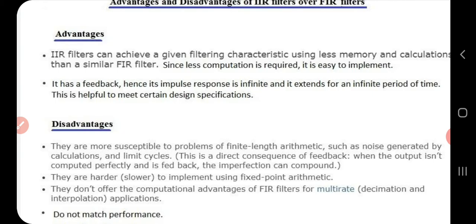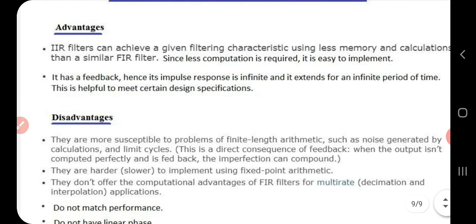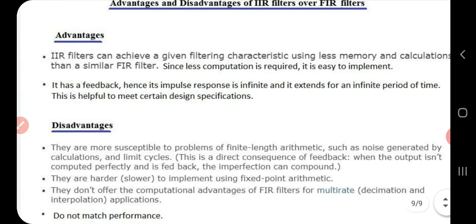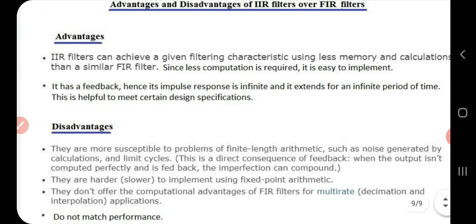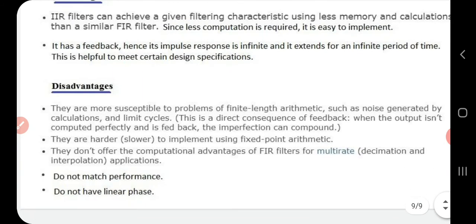Then another one, it has feedback, hence its impulse response is infinite and it extends for an infinite period of time. This is helpful to meet certain design specifications. So these are the two most important advantages of IIR filters, which we have already studied in the last class. Then some disadvantages: they are more susceptible to problems of finite length arithmetic, such as noise generated by calculations and limit cycles. They are harder, that means slower, to implement using fixed point arithmetic.